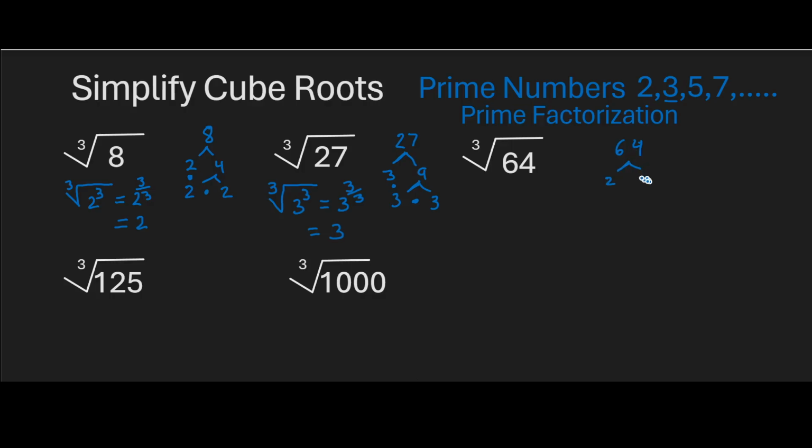If I divide by 2, the answer is 32. I can still divide by 2. The answer should be 16. If I divide this by 2, the answer is going to be 8. If I divide this by 2, the answer is 4. And if I divide this by 2, the answer is 2.